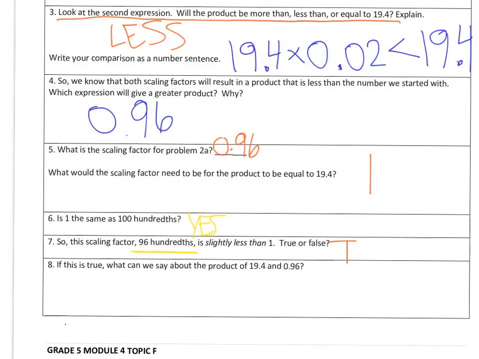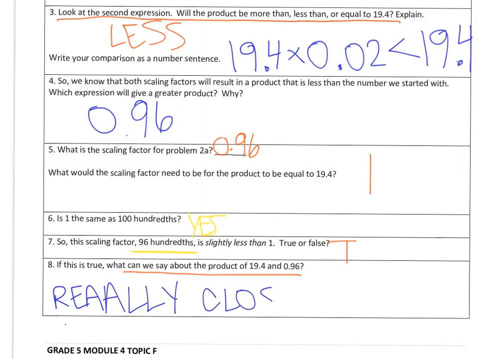So if this is true, if it's really close to 1, what can we say about the product of 19 4/10 and 96 hundredths? We know it's going to be really close to 19 4/10, because 19 4/10 times 1 would be 19 4/10. So times almost 1 is going to be almost itself. So really close to 19 4/10.